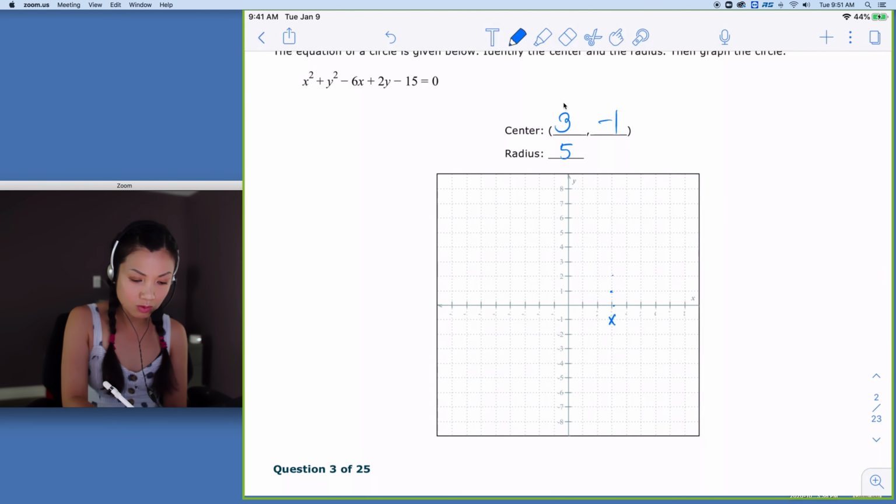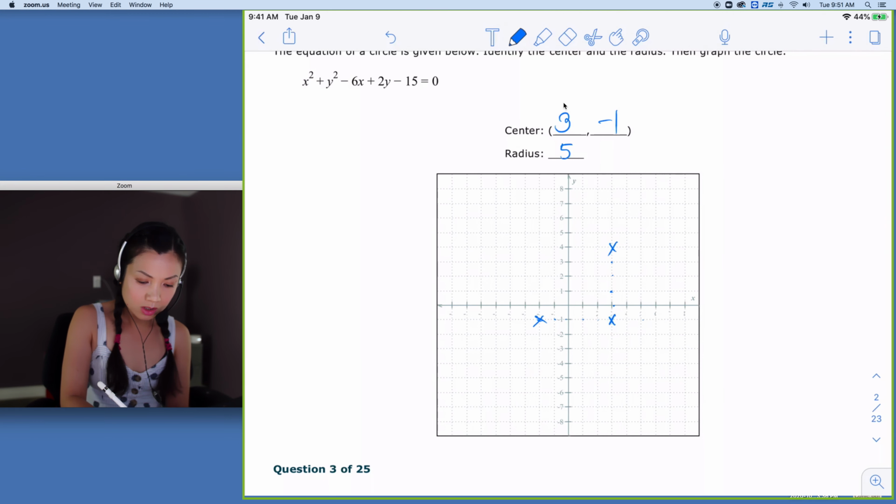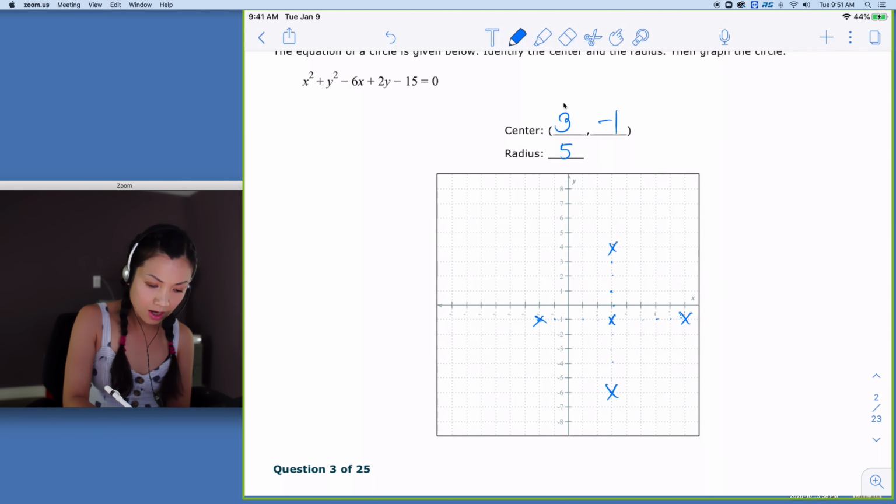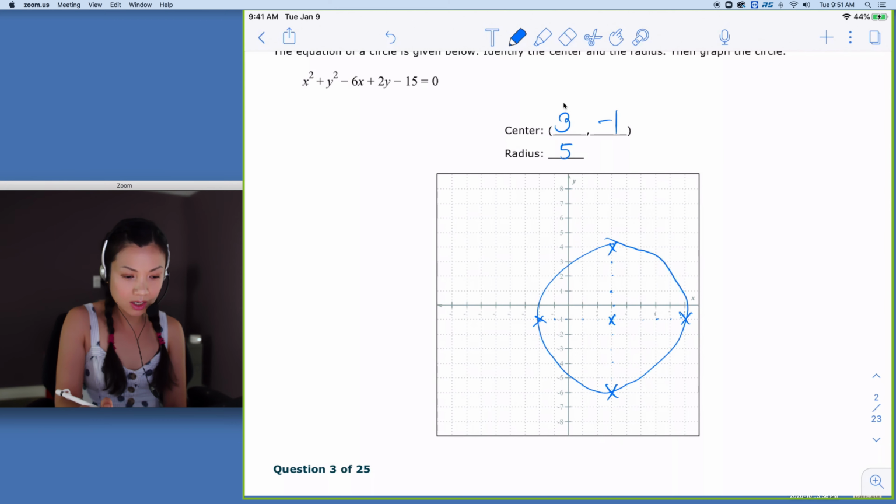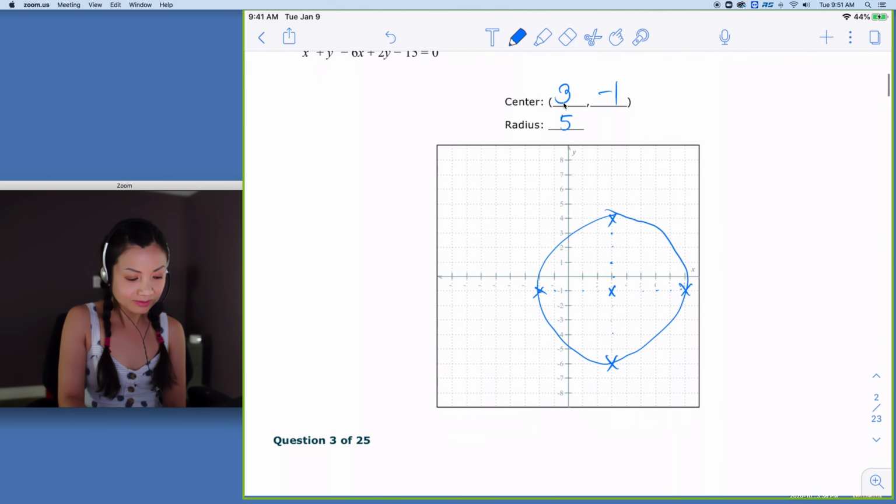1, 2, 3, 4, 5, in each direction. And there we have our circle with center 3, negative 1, and the radius is 5.